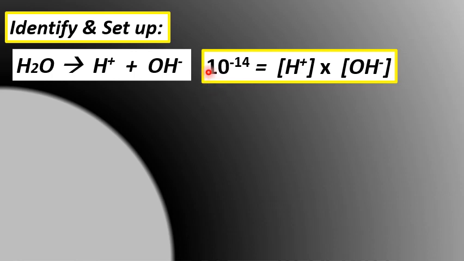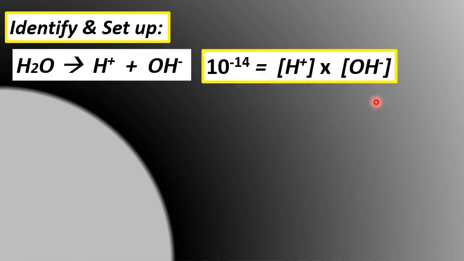The number 1 times 10 to the negative 14 is just equal to the positive hydrogen ion concentration multiplied by the negative hydroxide ion concentration. So that number actually represents the product of the two ion concentrations, and that corresponds to the pH 14.